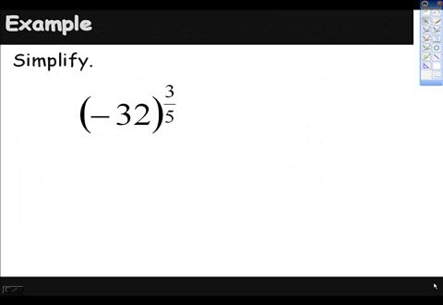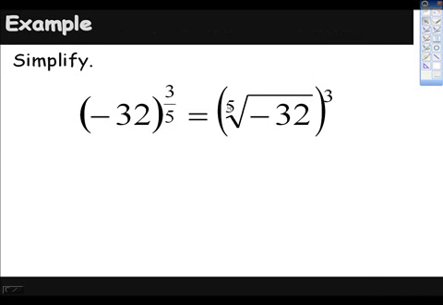Use those properties to simplify this. The font in this didn't come out so great, but this is negative 32 to the 3/5. That's the same as the 5th root of negative 32, all cubed, if I choose to write it that way. The 5th root of negative 32 is just negative 2, and negative 2 cubed is negative 8. So that whole thing just boils down to negative 8.